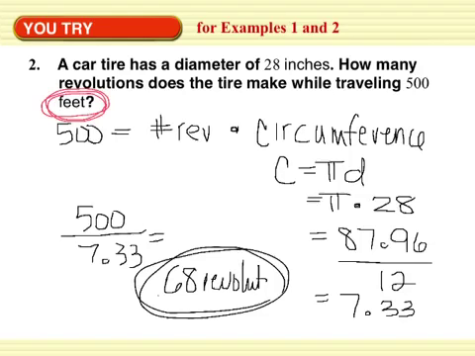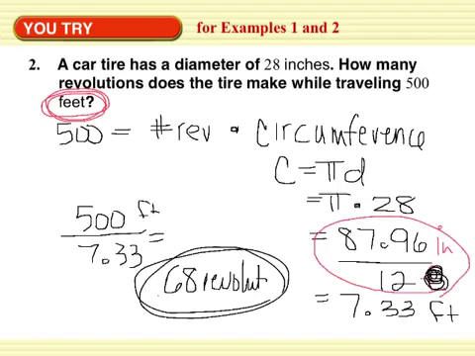Okay, on this one, notice that your diameter is given to you in inches, and the distance the tire travels is in feet. So right here, I converted my inches to feet. I had 87.96 inches. I divided by 12 inches per foot and got 7.33 feet. So that's in feet, that's in feet. It gives me my answer in revolutions.